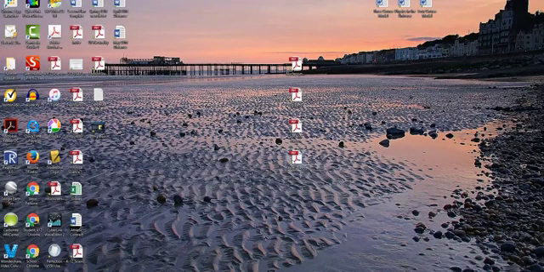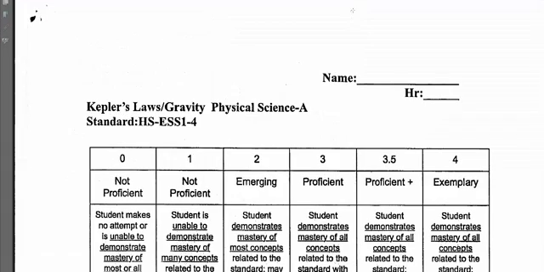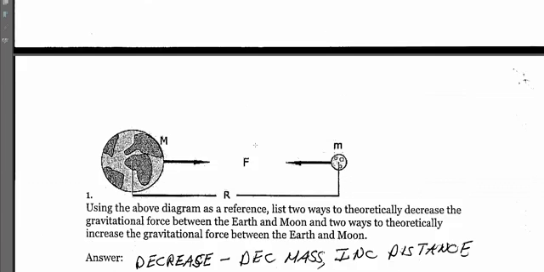So let me pull up the very last one, which is going to be Kepler's laws. All right, let's look at Kepler's laws, of which we did a lot of work on. And I gave you the formula here. The first formula: the period, or the time it takes for a planet to orbit a sun, squared equals the distance in AUs cubed. And then eccentricity equals the distance between the foci divided by the major axis. So both those are there for you.